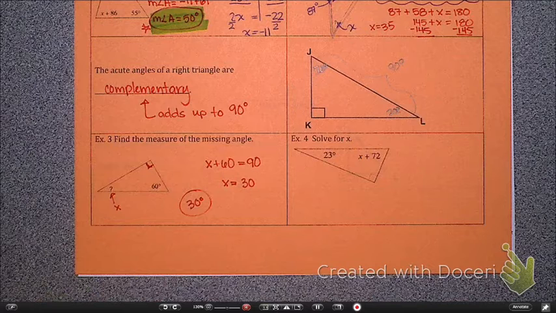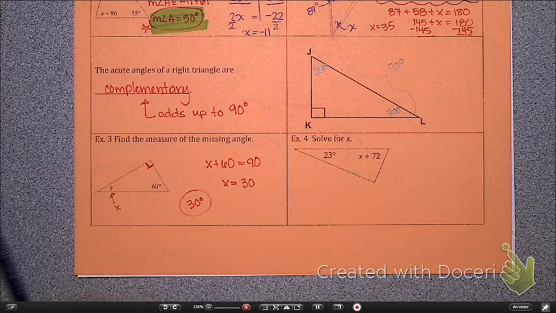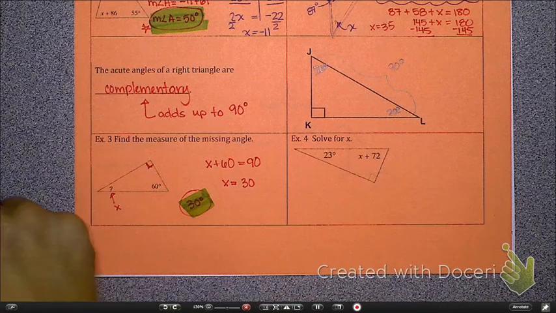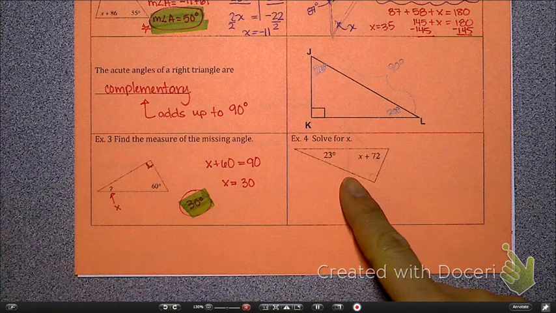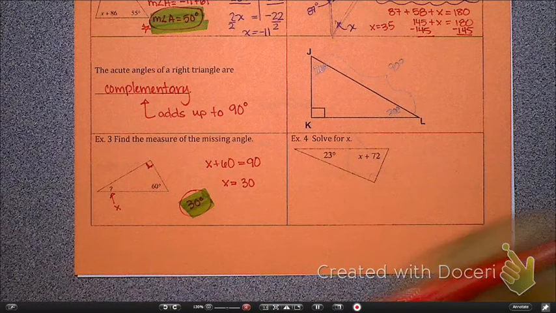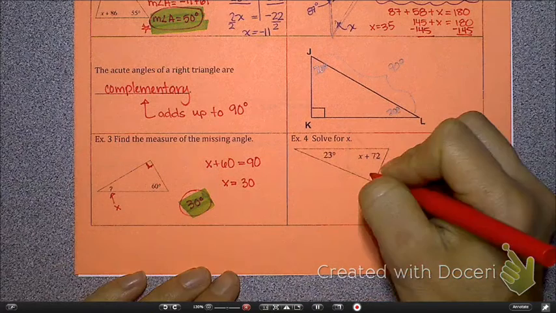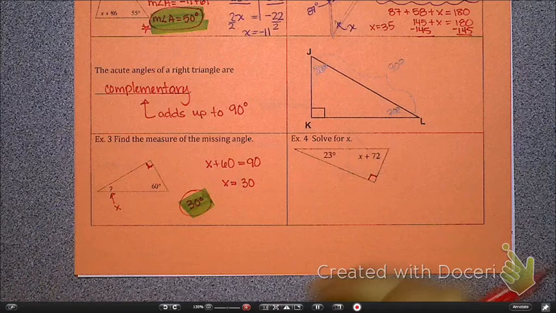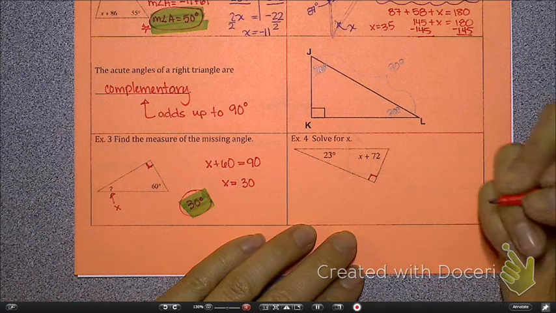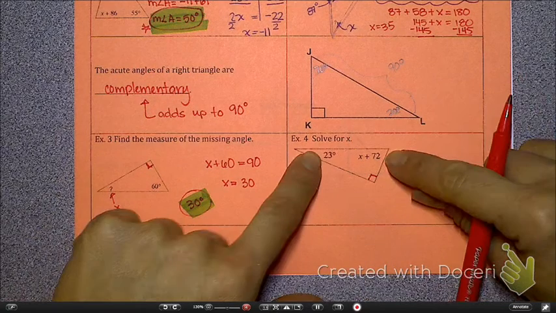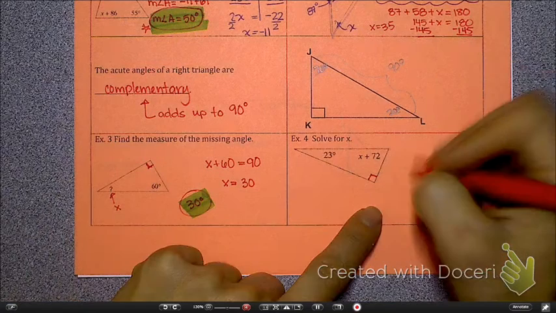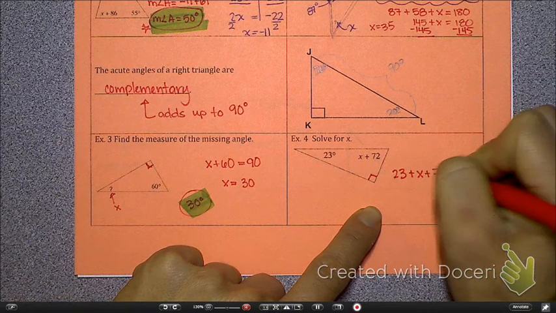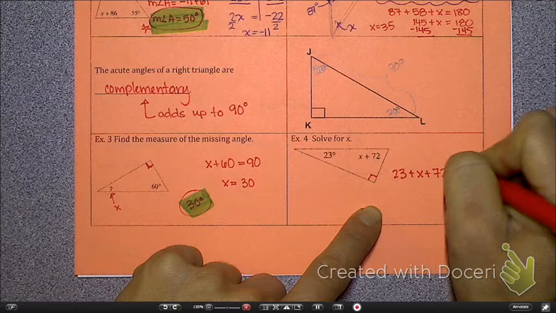But is it always going to be that simple? No, sometimes there will be variables involved, right? So let's take a look at example 4. Okay, so you have your right angle symbol here. So what do you know about these two acute angles in a right triangle? They add up to how much? 90, okay? So we're going to do 23 plus x plus 72 equals 90 degrees.